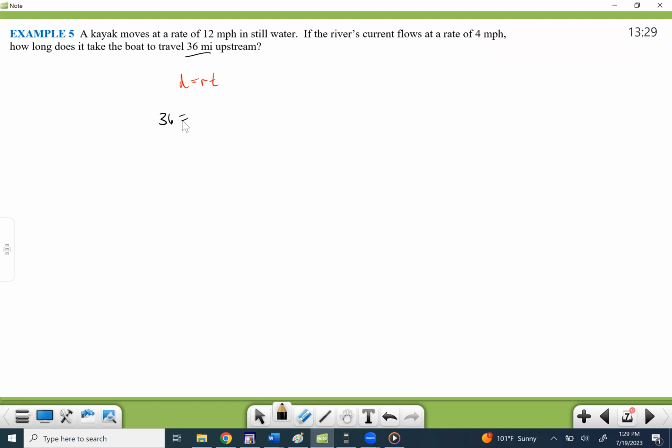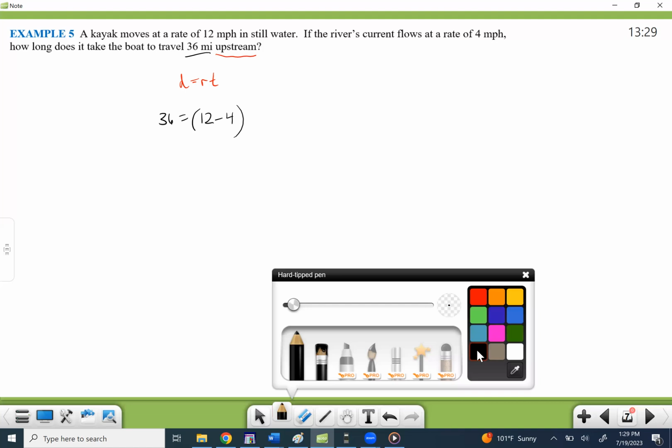Now, the rate on this one, if you're going upstream, you're going to get slowed down. If you're going downstream, then the water's current is going to help you go faster. But if you're going upstream, you're fighting the current, right? So the kayak is going 12 miles per hour in still water. It's trying to go 12. But this time we're going to subtract away the current, the 4 mile per hour current, because we're going upstream, right? So that's actually going to be subtraction, not addition. Change that to downstream and it would be plus. We'd be going faster. All right, and then we'll substitute in the time.